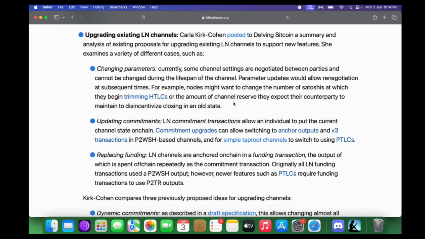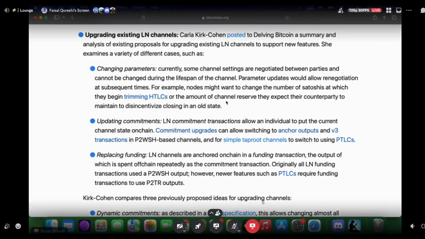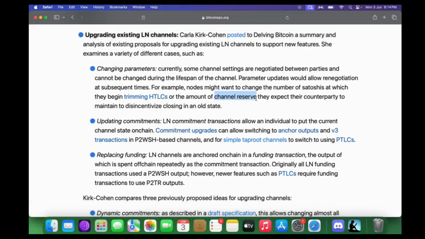So to better understand what use cases might be of this proposal, let's try and understand in brief what trimming HTLCs are and what channel reserve is. Would anybody like to take a shot at what one of these is, channel reserve or trimming HTLCs? I know what channel reserves are, so I'll explain that, and you can correct me. And I have a feeling for what trimming HTLCs might be, but I don't think I know what it is.